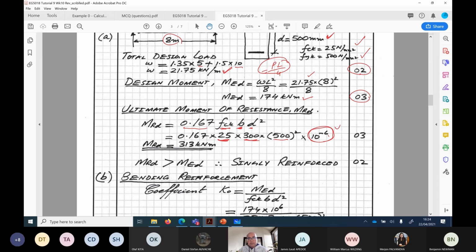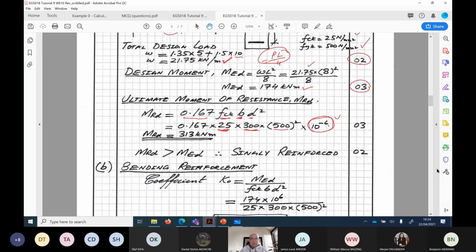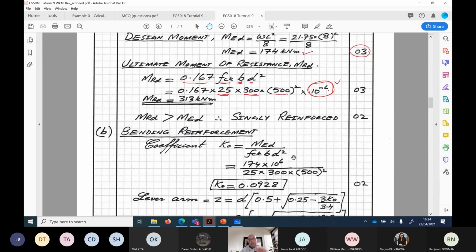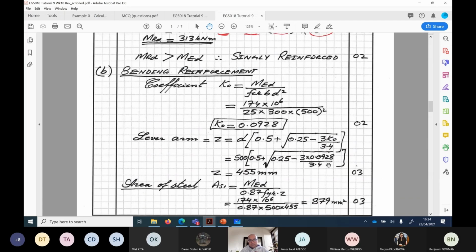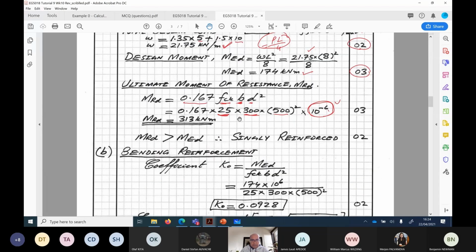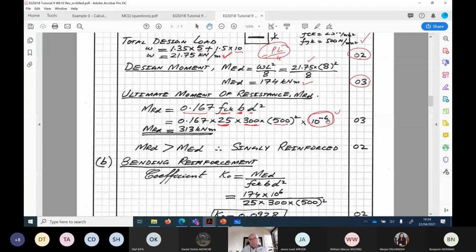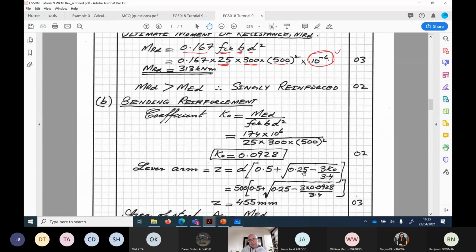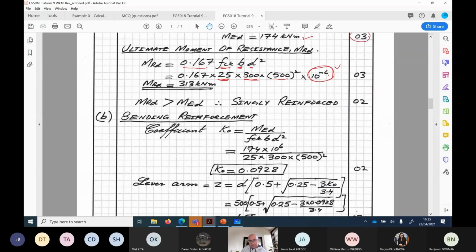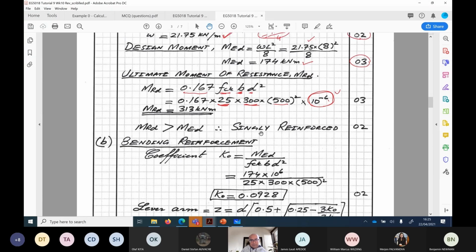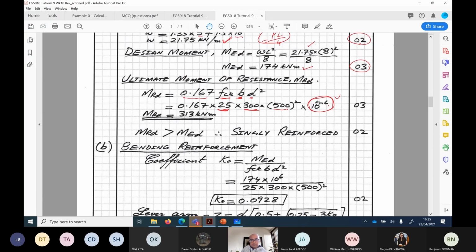It means that if you make a mistake here, then your entire procedure is going to be incorrect and you will lose lots of marks. If you work out MRD correctly, then the rest is fine. Some of the students would purposefully make it a singly reinforced concrete beam so that they can follow the easier process. But trust me, you lose lots of marks for that. And this is absolutely crucial that you convert it into kilonewton meter.